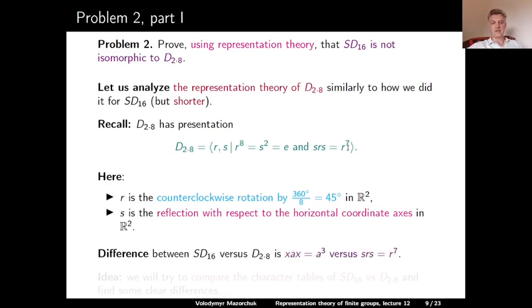And the difference between SD16 and D2 times 8 is that in SD16 we had the relation XAX is equal to A to the power 3, while in D2 times 8 we have SRS is equal to R to the power 7. So we will try to compute at least some part of the character table of D2 times 8 and show that it is significantly different from the character table of SD16, which we have just computed.